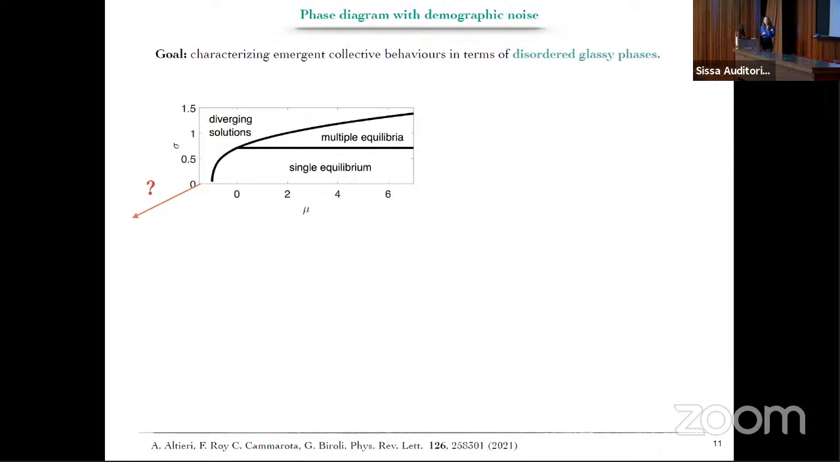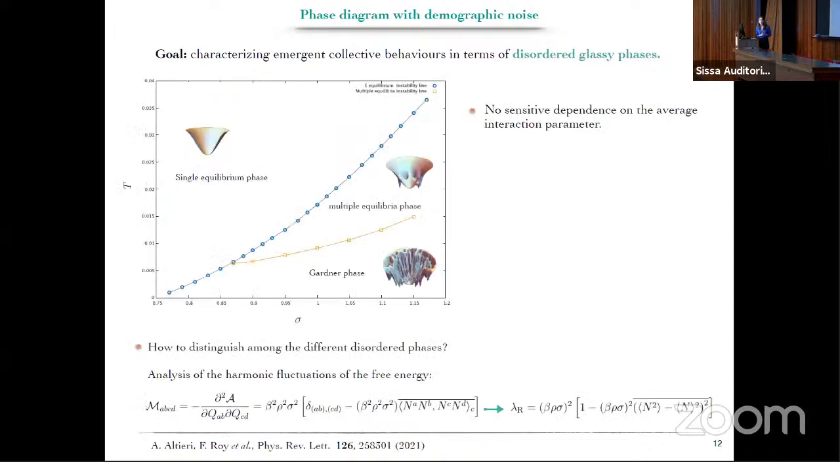Well, what I discovered is that there is no sensitive dependence on the average interaction parameter mu. So we can forget for a while about it. We can fix mu and just focus on this part of the phase diagram. So we can just reproduce a two-dimensional phase diagram for t as a function of sigma. And so this was the resulting phase diagram, where I plot the amplitude of the demographic noise t as a function of the heterogeneity sigma.